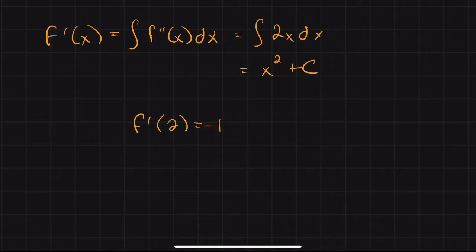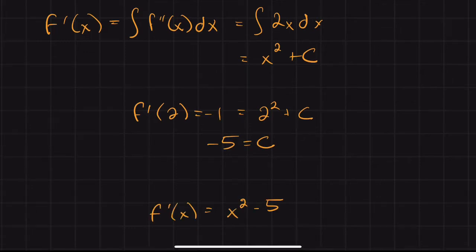Now we can use the initial condition that we're given, that f prime of 2 is equal to negative 1. Well, f prime of 2, we would just replace the x with a 2, and we'd have 2 squared plus c. Now we can use this to solve for c. If you square the 2 and then subtract it to the other side of the equal sign, that means that we have negative 5 is equal to c. Rewrite the f prime of x function and replace the c with a negative 5. So f prime of x is equal to x squared minus 5.